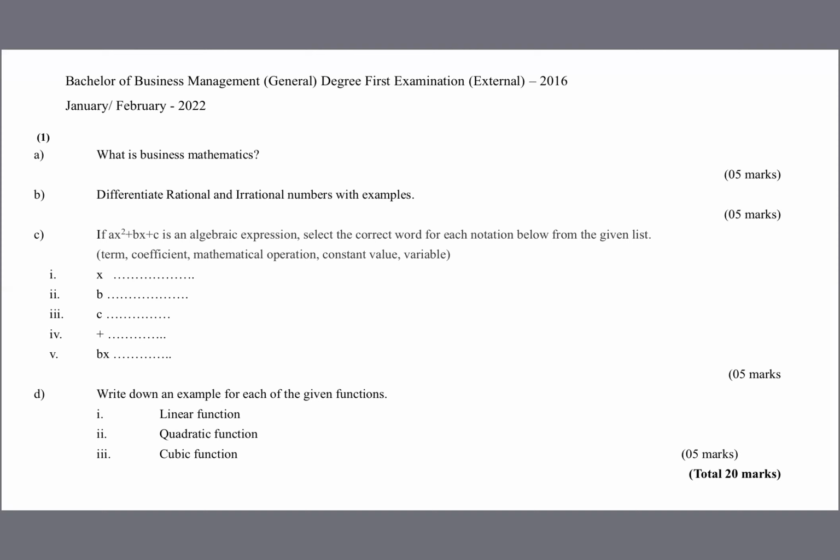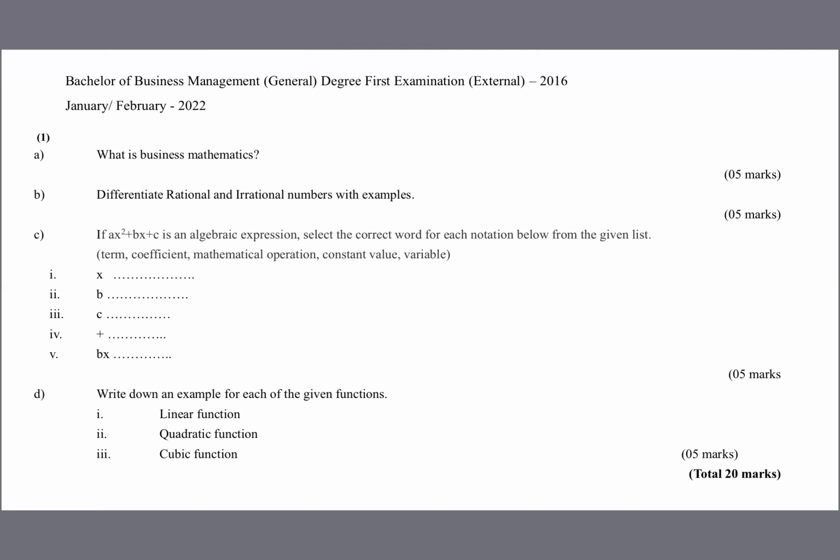Okay, so in here 5 marks means no need to write a number of pages, right? Just half a page is enough, likewise. So a brief answer is enough based on the allocated marks, right? What is business mathematics? So you can write the answer. Just as a sample answer, I will explain.